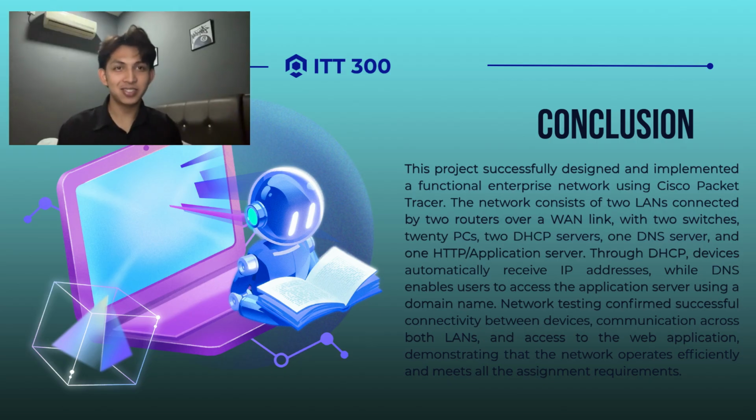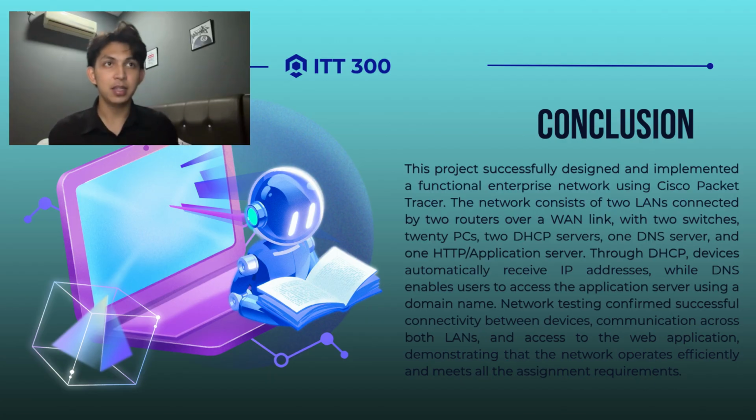So finally, in conclusion, this project successfully designed and implemented a functional enterprise network using Cisco Packet Tracer. The network consists of two LANs connected by two routers over a WAN link, with two switches, 20 PCs, two DHCP, and one DNS server, and also one HTTP application server.